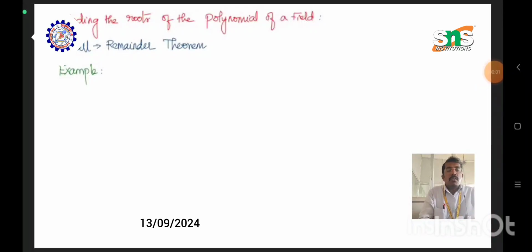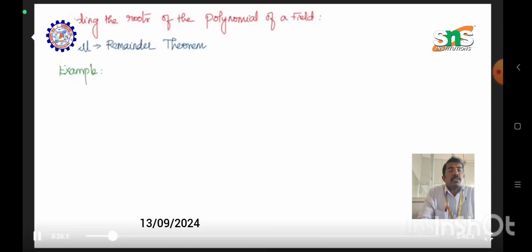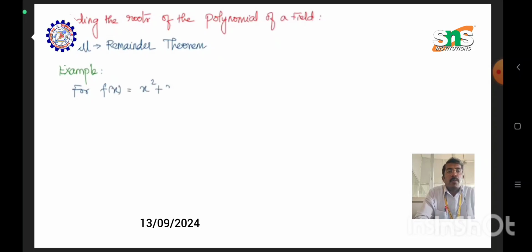Everyone, so in this discussion we are going to talk about finding the roots of a polynomial over a field. After the discussion of what a field is, how the field structure works, and what a polynomial in a field is, and after the remainder theorem and its proof, we are now going to work on an example: finding the roots of a polynomial over a field.